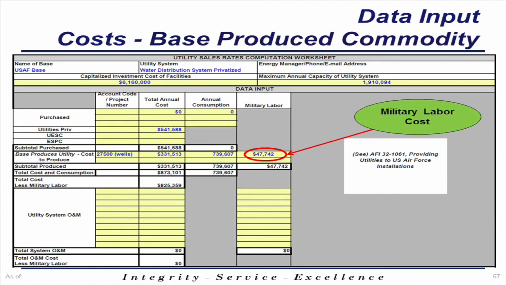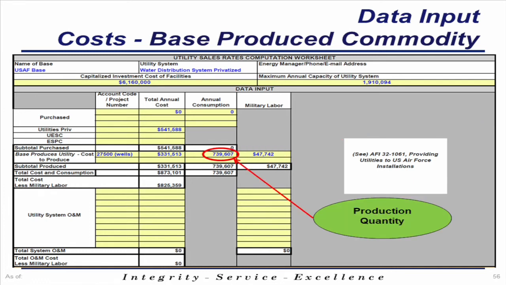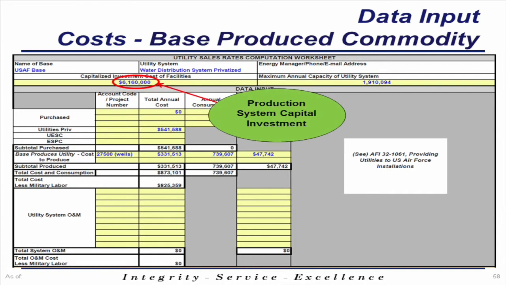Okay. Now, since the water distribution system has been privatized, the capital investment cost of facilities entry includes only the cost of the production facilities. And that number does not include the capital investment for the distribution system.